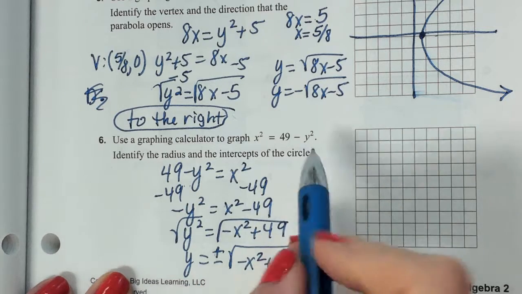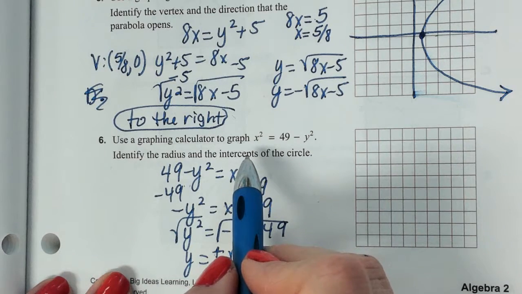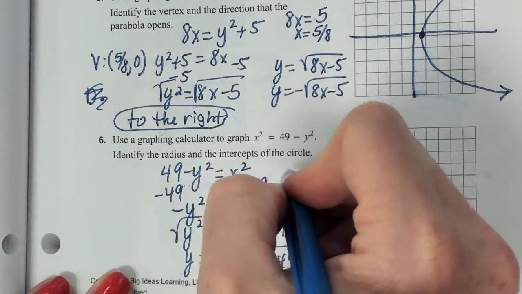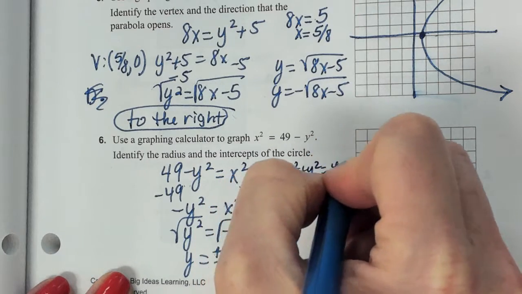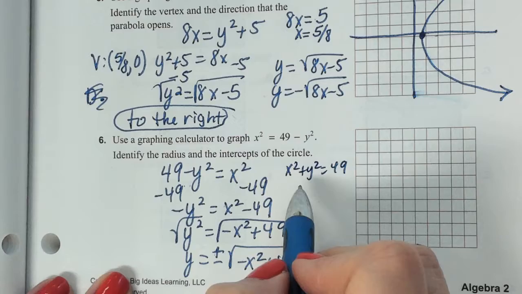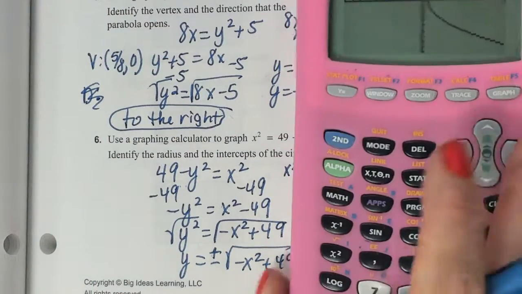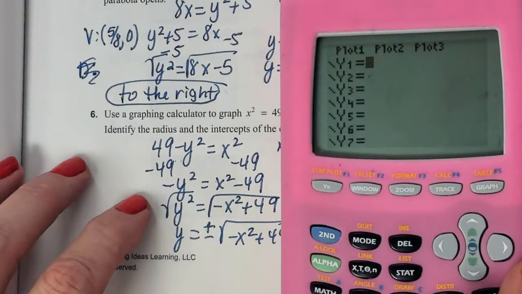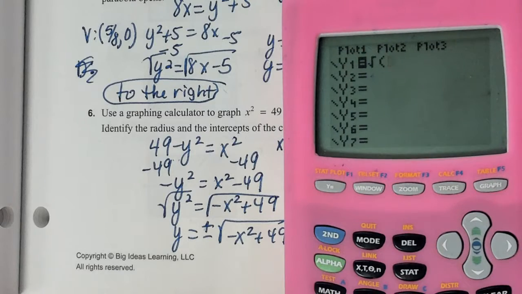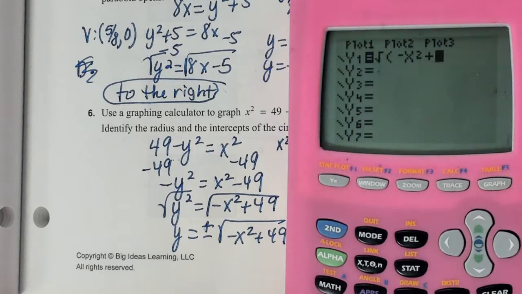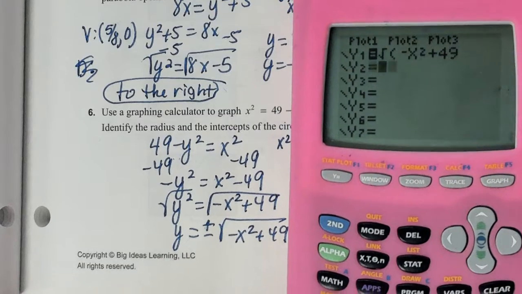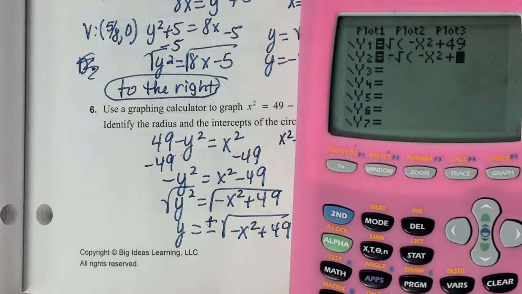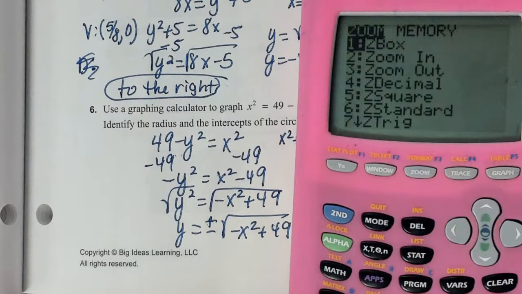Does anybody know what shape this would be just by kind of looking at it? If I took this y squared over, it would be x squared plus y squared equals 49. Do you recognize that kind of equation? Circle, isn't it? Yep. So it should be a circle when we graph it. Let's see if our calculator can handle this. Mine will probably be okay. Let's see. So we put in the square root of negative x squared plus 49, and then negative the square root of negative x squared plus 49. So I'll do a zoom 6.